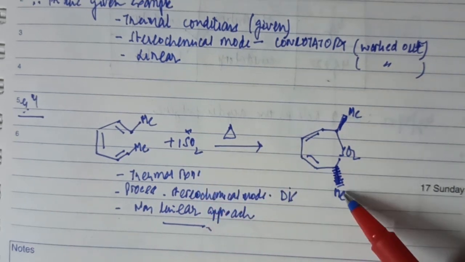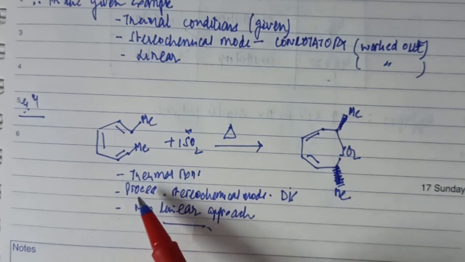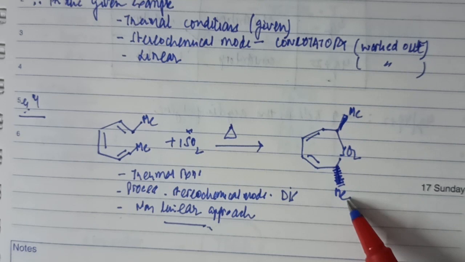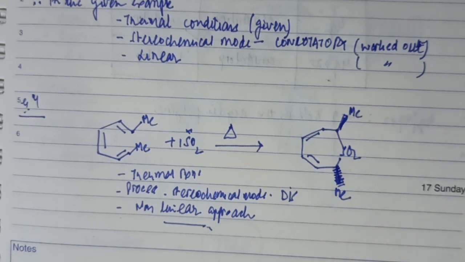One methyl is going above, another methyl is going out. The given thing is reaction conditions. The given thing is the positioning of this methyl group. I have to work out whether this approach is linear or non-linear. Let's see, can we figure this out or solve this problem just by thinking and not drawing the molecule? Let's see.